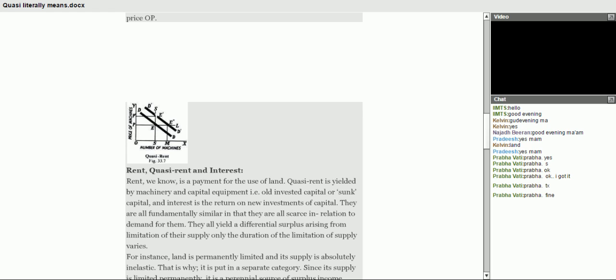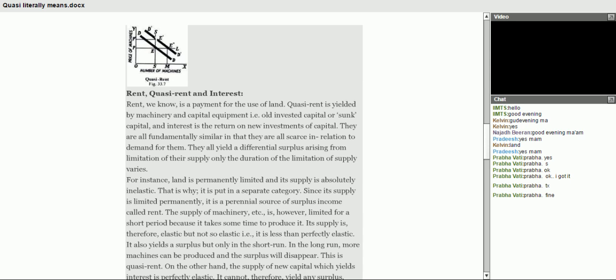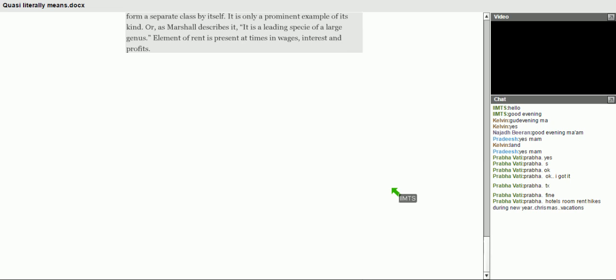This is explained with the help of a diagram, and there is an explanation given to the graph. Yes, Prabha, we can say it is something like abnormal profit only. During Christmas and all, the prices for the rent of hotels go up, the stay in the hotel.